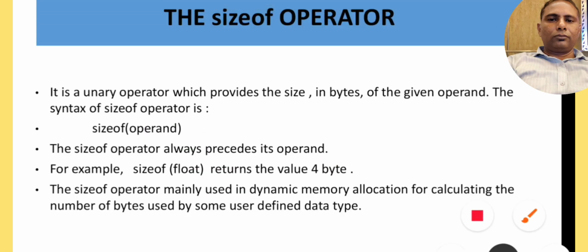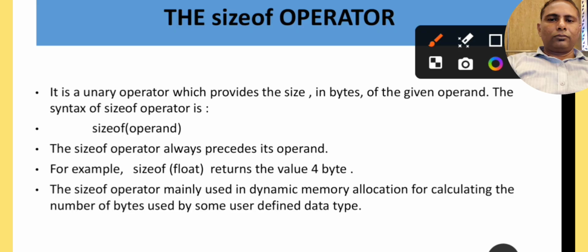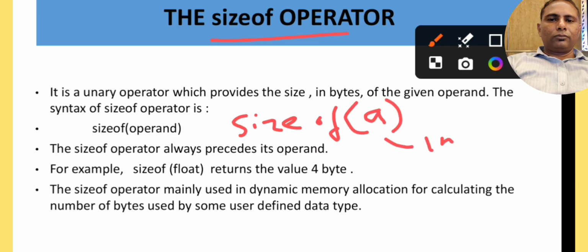Now another operator is the sizeof operator. With the sizeof operator, we can determine the size of any variable. For example, we write sizeof a. Now if variable a is int, then we will have the size; the size may vary from 2 to 4. If, for example, it is a float, then we will have the size of 4 bytes. And 1 byte is equal to 8 bits.